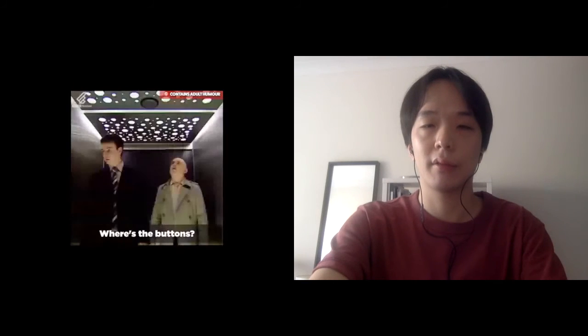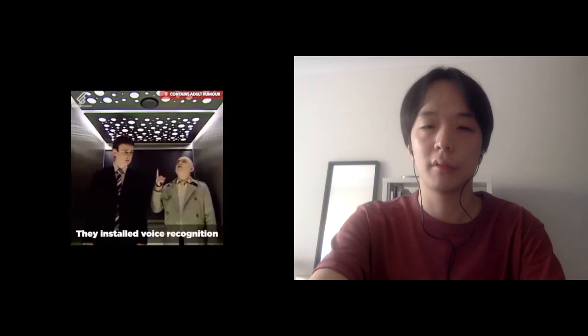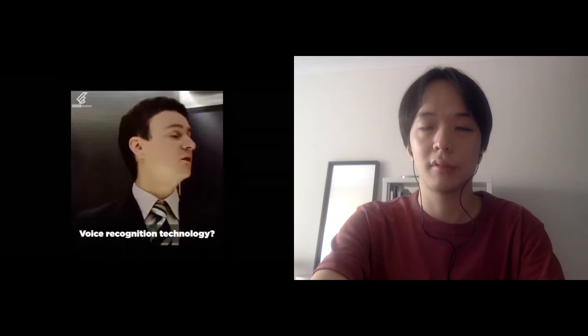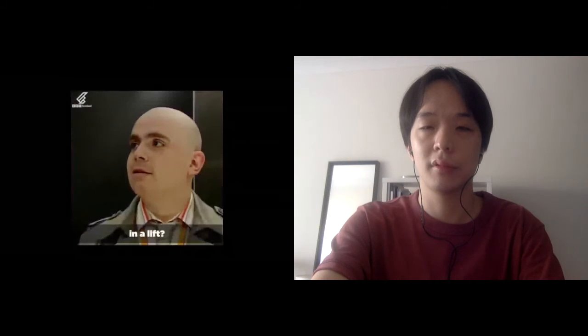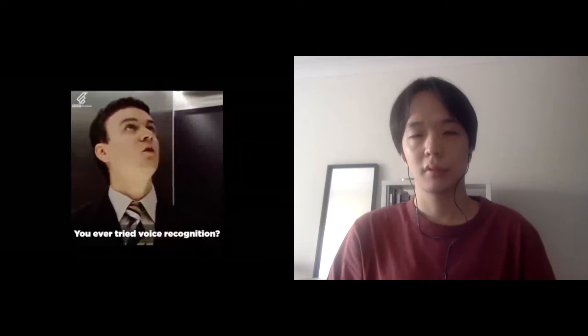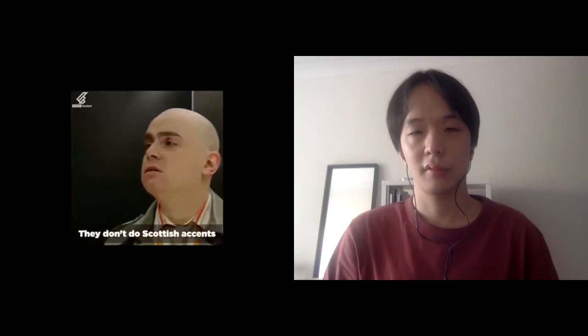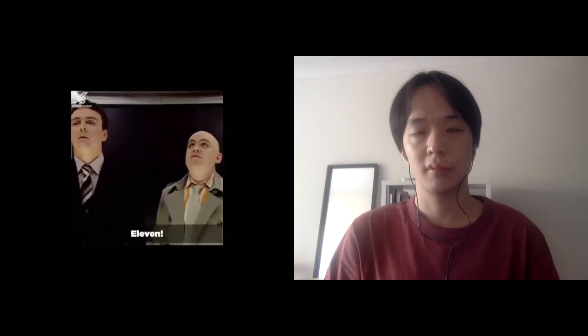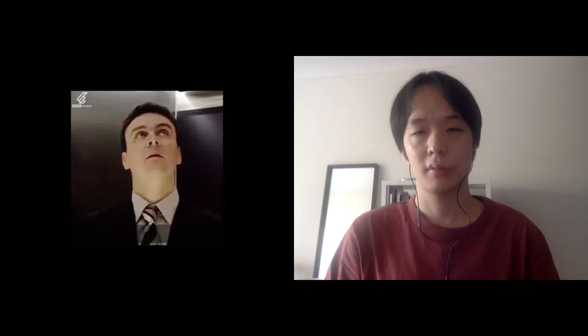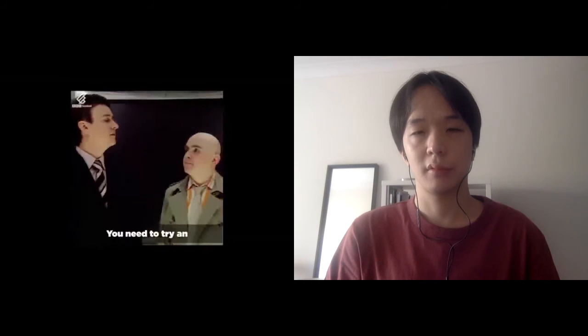What's the buttons? Oh no, they installed voice recognition technology in us lift. I heard about us. Voice recognition technology in a lift in Scotland. You ever tried voice recognition technology? No. They don't do Scottish accents. 11. Could you please repeat that? 11. You need to try an American accent. 11.